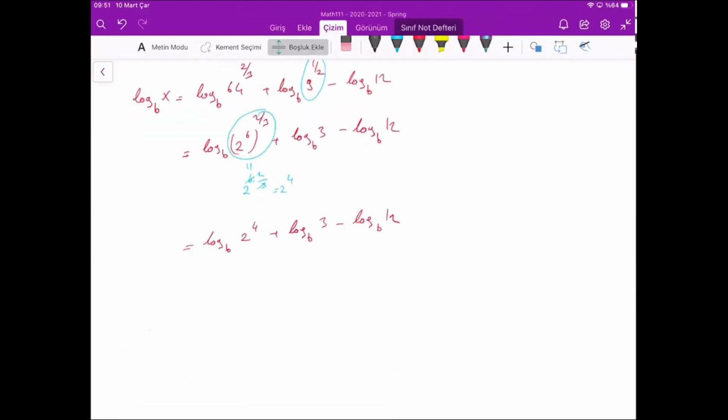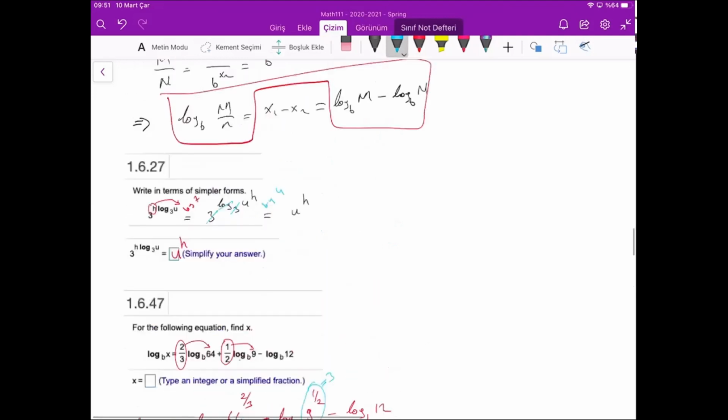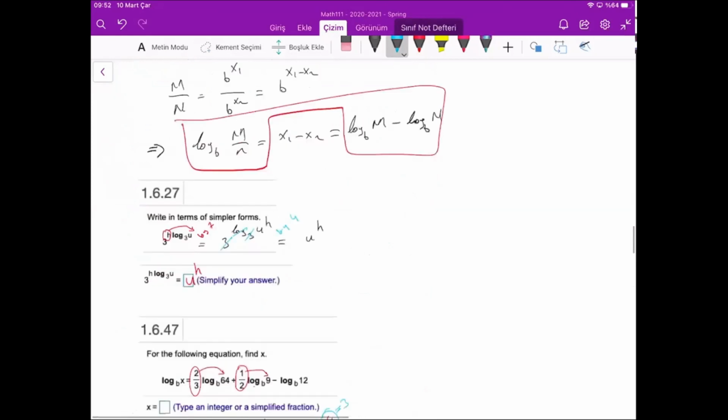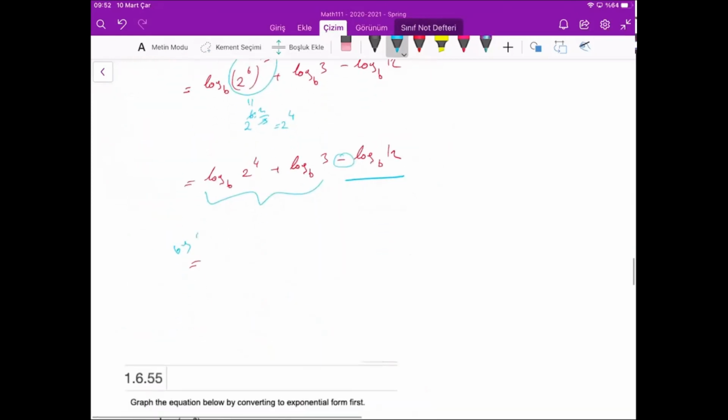Okay. So right hand side, this is the product rule. This is the division rule because of the negative. But let's calculate step by step. By the product rule, what is the number of the product rule? Let's look here. 5. Okay, so by 5, this equals logarithm base b of 2 to the power 4 times 3, minus logarithm base b of 12.